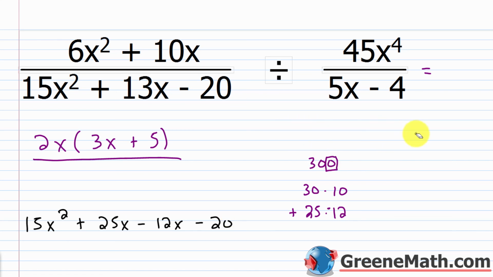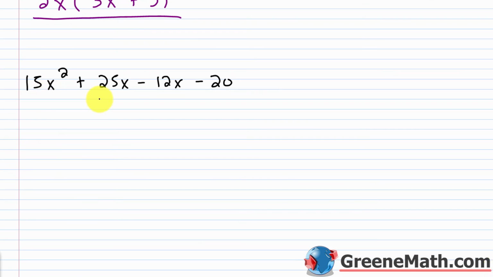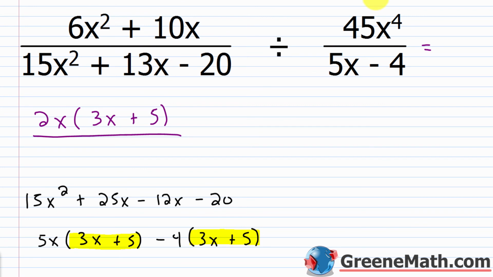Now let me erase this so we have a little bit of room to work. And I'll scroll down a little bit for now. So from the first group here, I could pull out a 5x. That would leave me with 3x plus 5. From the second group, I could pull out a negative 4. Both signs here are negative, both signs here are positive. So that's why I'm pulling out a negative along with that 4. So that would leave me with 3x plus 5 inside. And so I have a common binomial factor of 3x plus 5. So let's go ahead and factor that out. And we'll just write our answer above. So we'll have 3x plus 5, that quantity, multiplied by the quantity 5x minus 4.